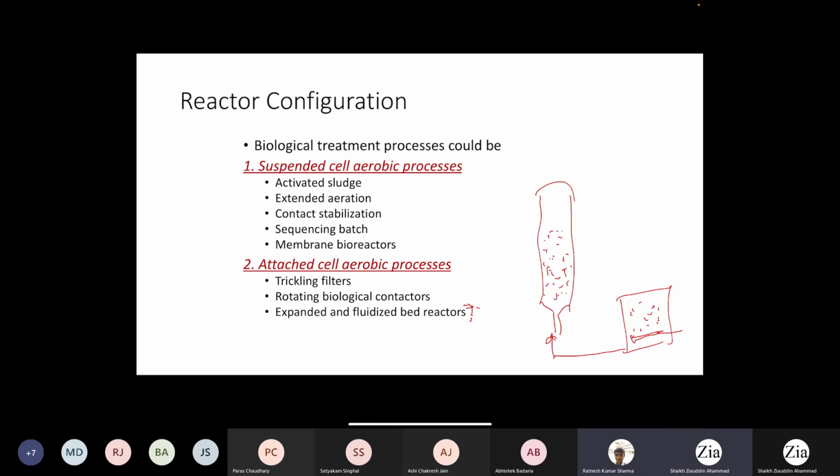Essentially, when the liquid comes in contact with the biomass, the biomass will utilize the dissolved oxygen, and will also convert the substrate to a different kind of product.